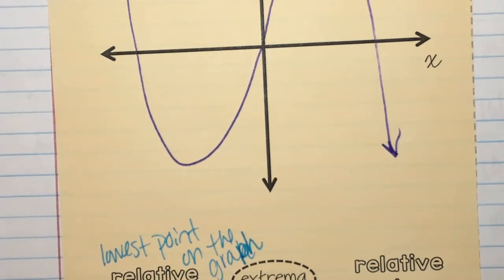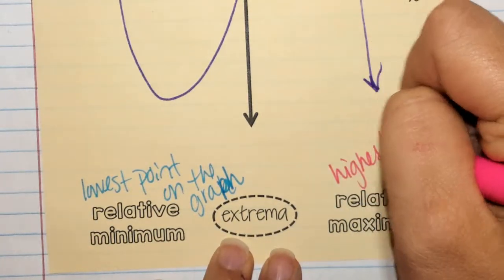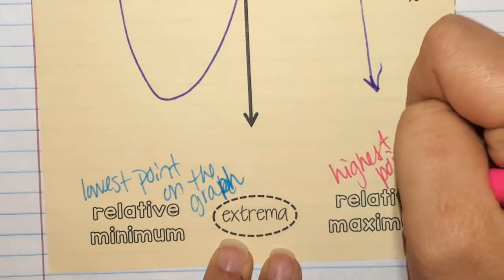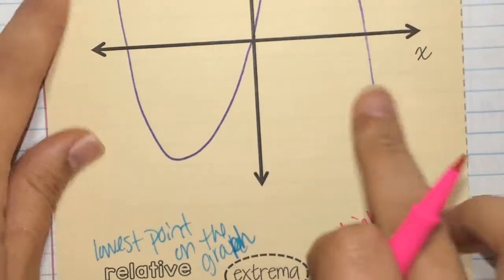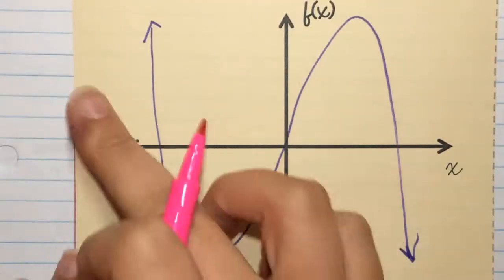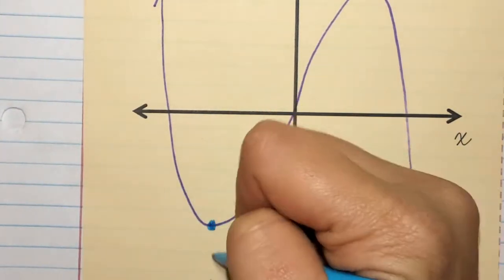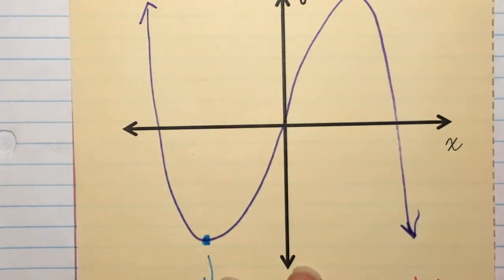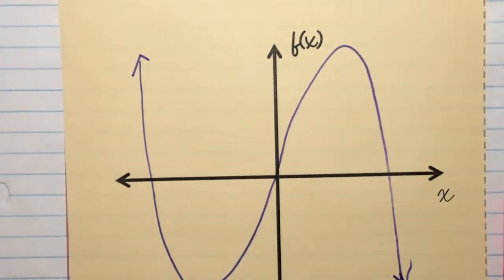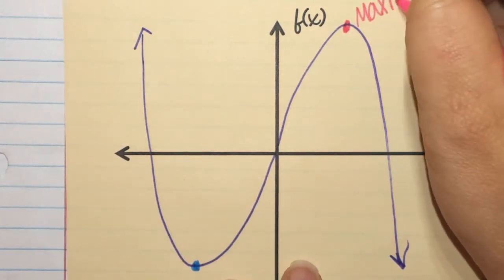So what would the maximum be? The highest point on the graph. Now, you ignore the parts where it goes on forever and ever, and you look at where it curves. This point right here on the left side is a minimum, because it is the lowest point right there. You don't worry about the part that keeps going on forever. And then the top one over here would be a maximum, because it's the highest.